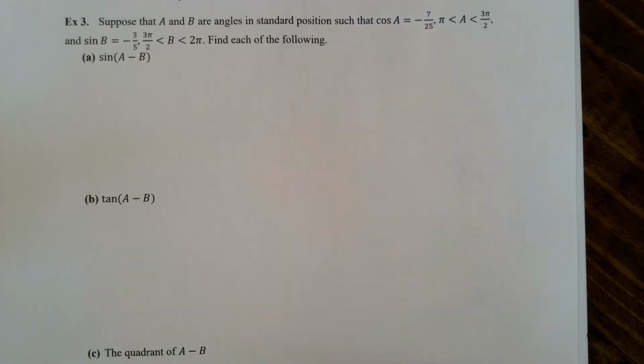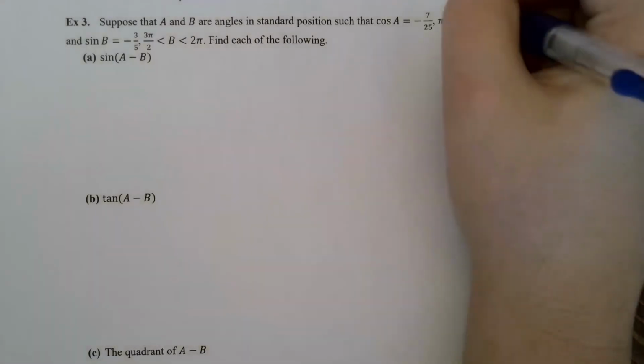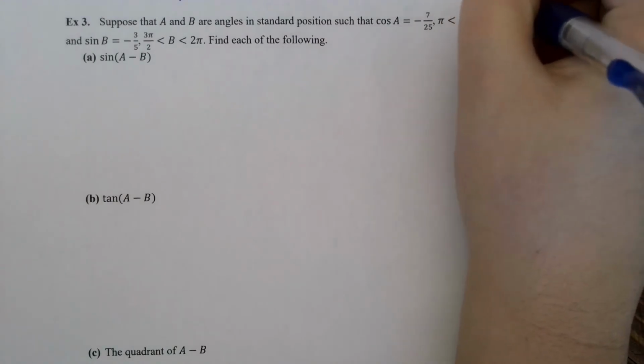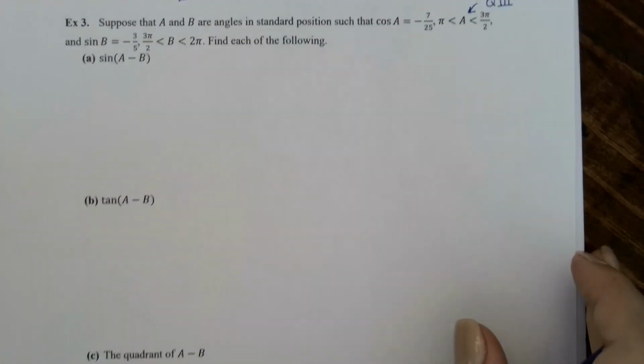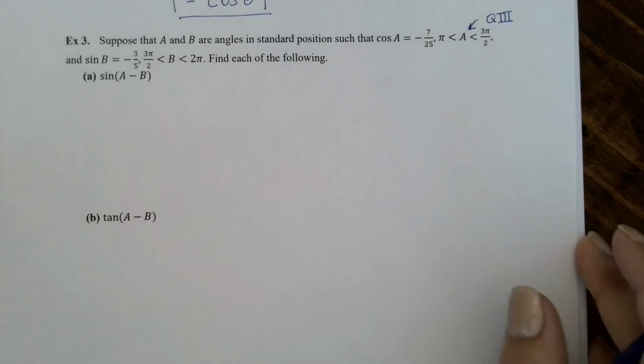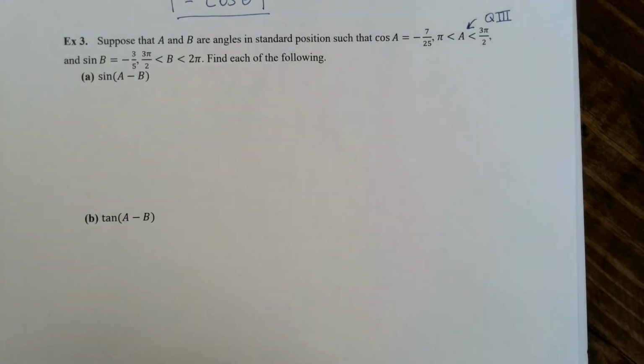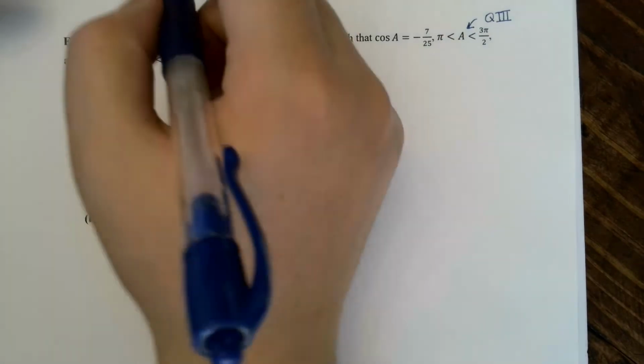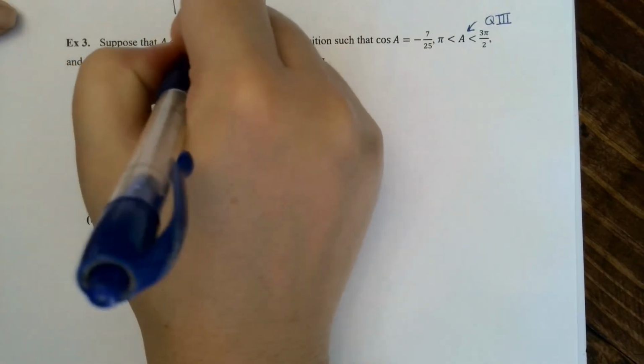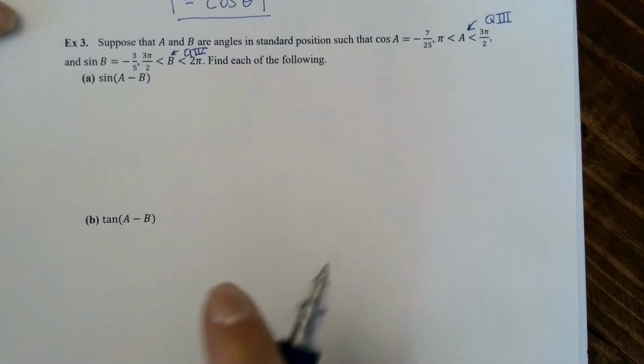Alright, example 3. Suppose that A and B are angles in standard position such that cosine A is equal to negative 7 over 25. A is between pi and 3 pi over 2. Okay, so that means that A is in quadrant 3. And sine B is equal to negative 3 over 5. So that means that B is between 3 pi over 2 and 2 pi. So that is in quadrant 4.